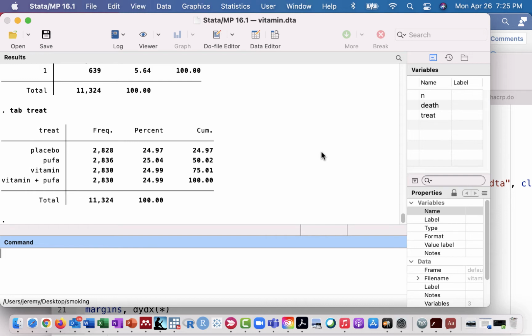Remember, in random assignment in an experiment, there's about the same number of people in each one, because you're flipping a coin, flipping a 4-sided coin or rolling a 4-sided dice, and randomly assigning them. So given a large enough sample, roughly speaking, you have about 2,800 people in the placebo, about 2,800 people with PUFA, 2,800 with vitamin only, and 2,800 with both vitamin and PUFA.